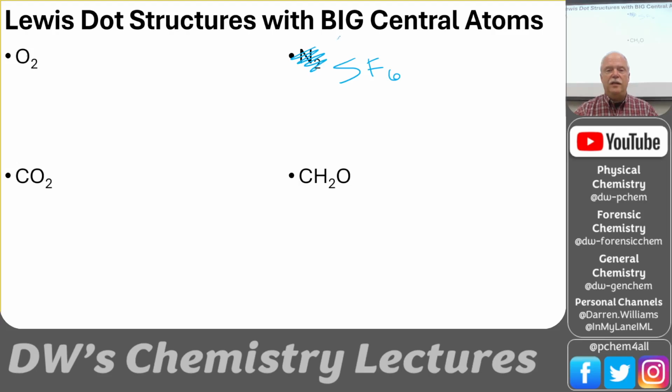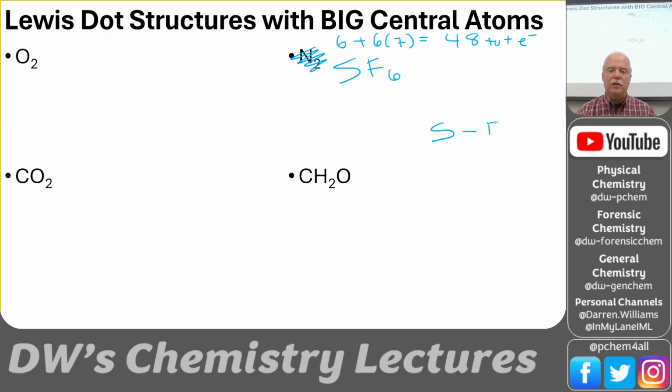So sulfur has 6 valence electrons, and then we have 6 fluorines that each have 7. So that's 42 plus 6, so 48. Did I do that right? 48 total electrons. So the sulfur we're going to put in the middle, and we've got to draw 6 fluorines around this guy.